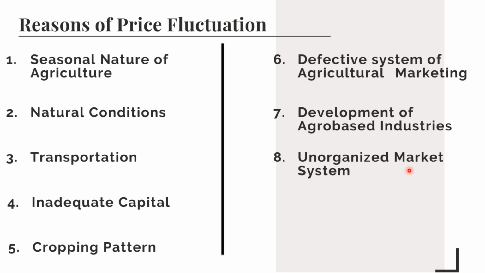And the last point is unorganized market system, which is also responsible for the fluctuation of the prices of agricultural commodities. Unorganized market system means the farmers are not organized, particularly landless laborers, small farmers and marginal farmers. Due to this reason, they have not created any organized type of market for agricultural commodities, and this is one of the reasons for fluctuation of prices of agricultural commodities. In this way, these are some of the reasons of price fluctuation.